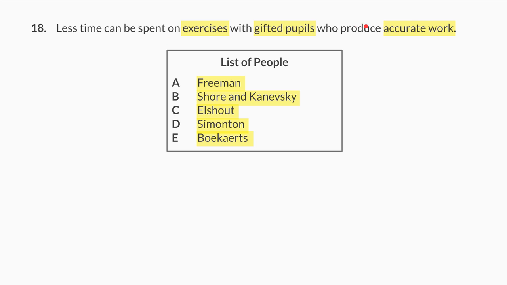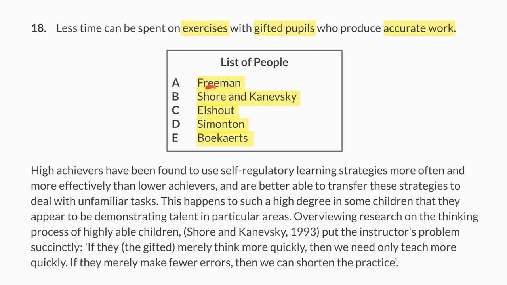So here is our question, here is our little box, the list of people. And what you would do at this point is, once you have come to the question set and once you have marked these keywords, then you're going to come to your reading passage and start looking for all of these keywords. You have to kind of have them in the back of your mind: Freeman, Shore and Konevsky, Elshout, Simonton, Boykarts. So have all of those names in the back of your mind so that when you are scanning through this reading passage, you're going to answer the question for whichever keyword appears first.